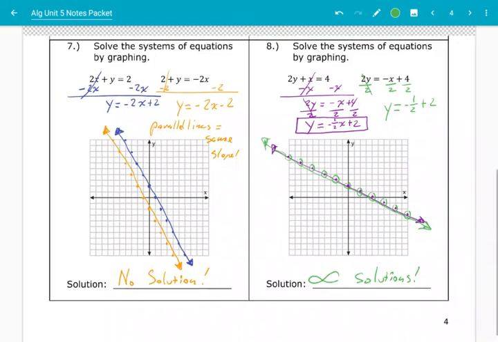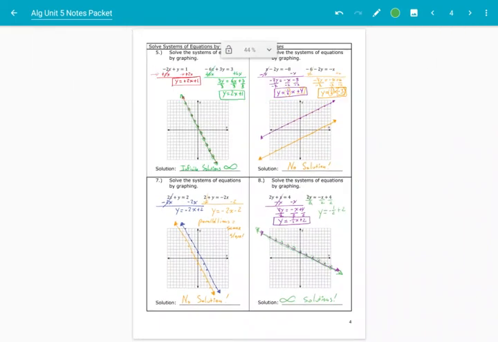All right. Well, I hope that wasn't too difficult. This is really the easiest version of solving systems of equations, in my opinion. So hope this helped, and I'll see you for the next one.